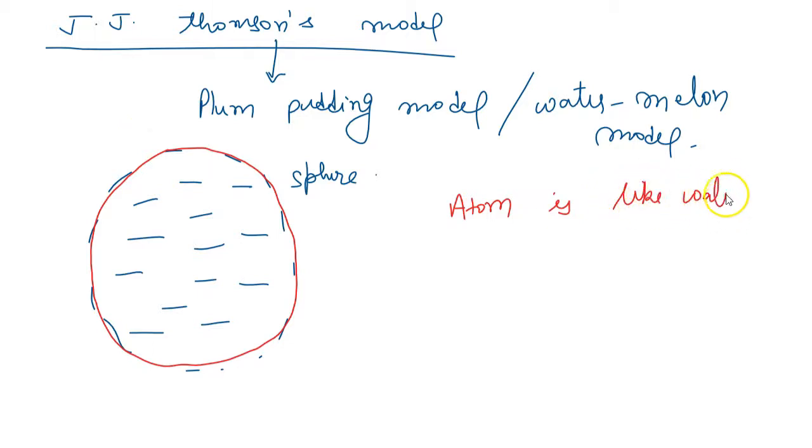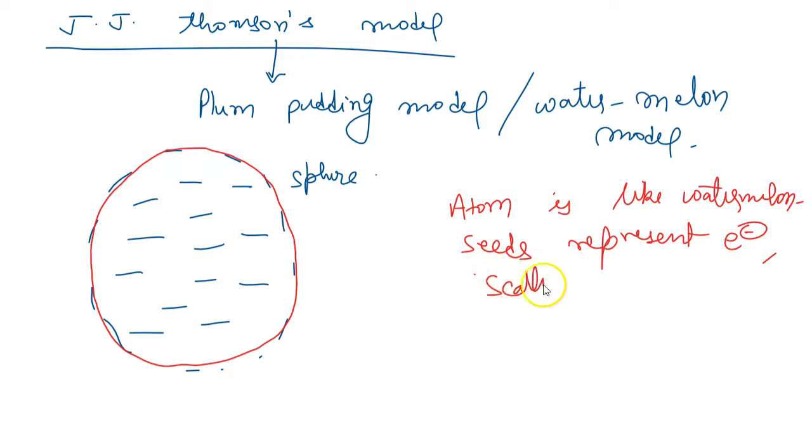Atom is like a watermelon. That means the seeds represent the electrons which are scattered throughout. Okay. Now you can see his theory was completely vague. It was completely wrong. But he just assumed that atom is spherical in nature.